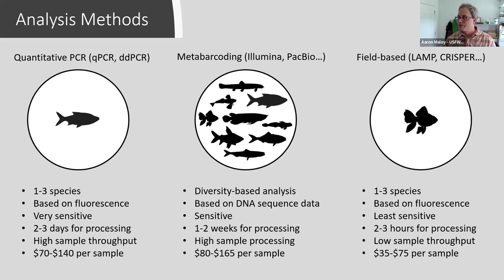The throughput on them is quite low though, so you might only be doing a handful of samples at a time. But the cost is much lower on it. So even though the sample throughput is low and the sensitivity is lower, field-based things still have their context in which they're useful, right? So absolute sensitivity isn't always the bar that we have to meet with eDNA. Sometimes sensitivity is not as important. Maybe that information up front in a quick and timely manner is more important, right?